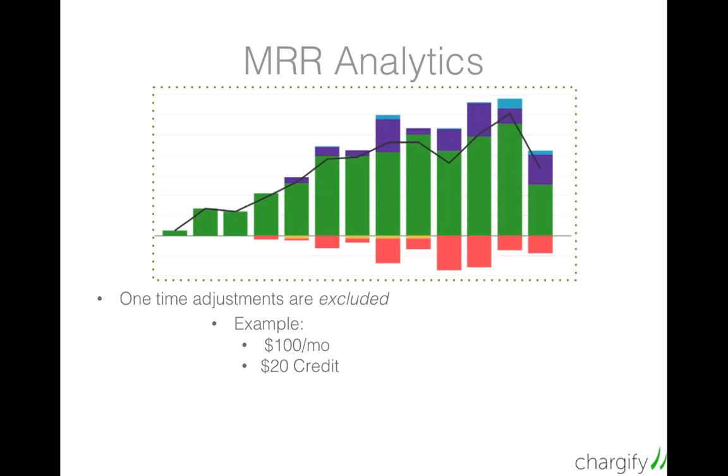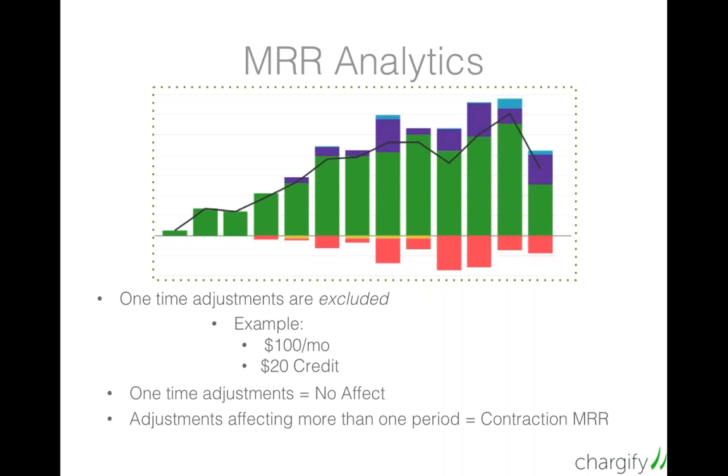However, if a customer receives a credit that's larger than their balance, it will impact their MRR as contraction. So the lesson here is a partial service credit does not affect MRR, whereas long-term credits do. Just as one-time adjustments are not included, one-time charges are not considered MRR because they are not recurring and can't be used to measure predictable revenue.